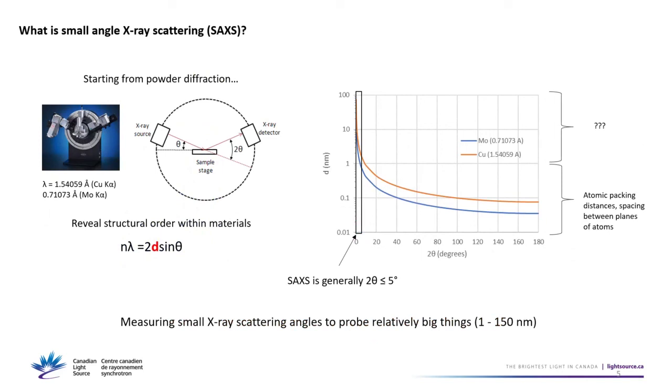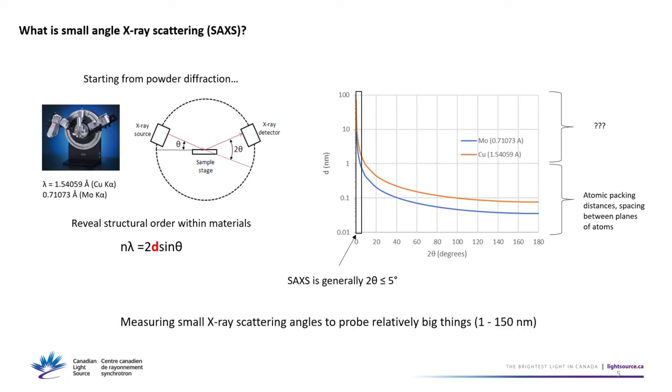Well, if we start from what we know about powder diffraction, we're scanning all these ranges of angles in 2 theta. This is just Bragg's law plotted for 2 different wavelengths here. The angles that we're looking at usually are such that we're looking at distances on the atomic scale or between atomic planes. But if you were to just measure at a really low angle, like less than 5 degrees, now you're sensitive to d-spacings in the range of 1 nanometer to 100 nanometers or even a micron if you go low enough. And what's up there? What kind of order is there? That's what SAXS is all about.